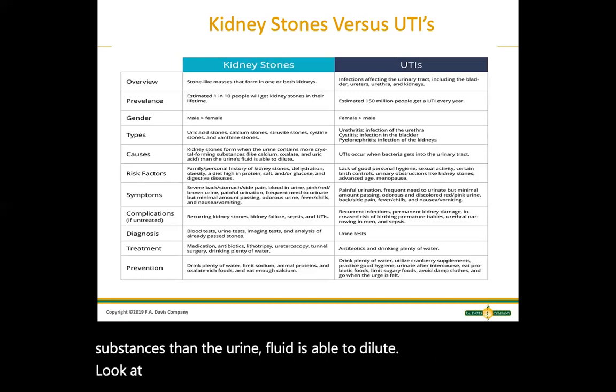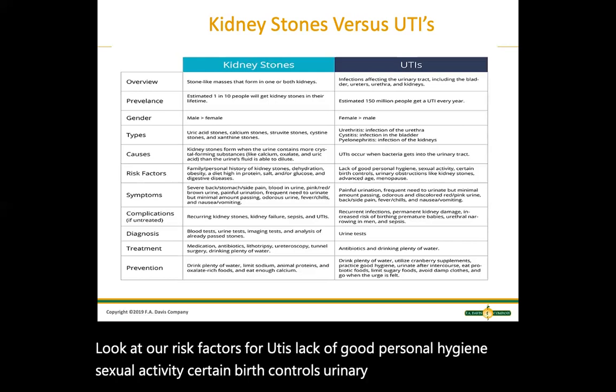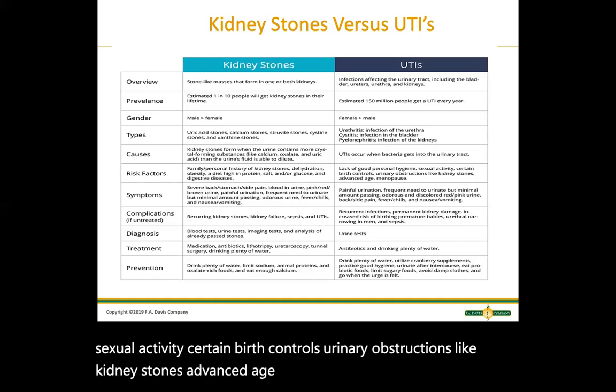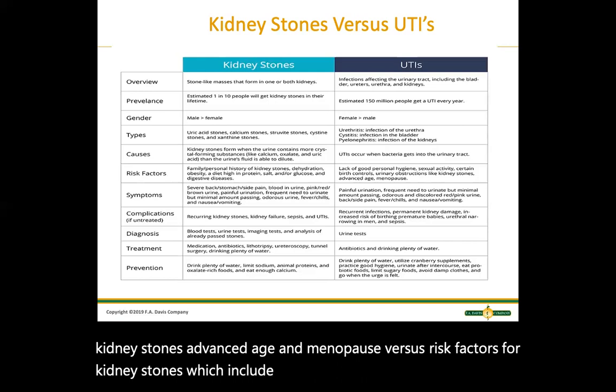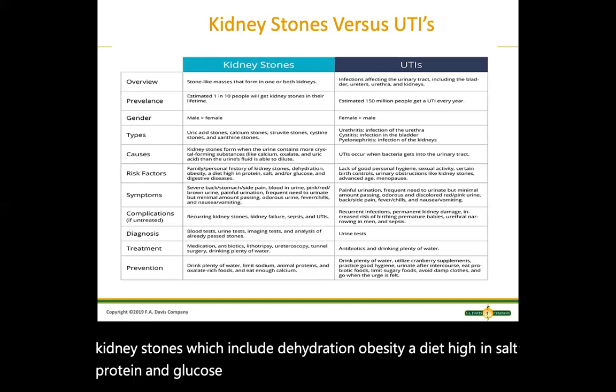Look at our risk factors for UTIs: lack of good personal hygiene, sexual activity, certain birth controls, urinary obstructions like kidney stones, advanced age, and menopause. Versus risk factors for kidney stones, which include dehydration, obesity, a diet high in salt, protein, and glucose, and digestive diseases.